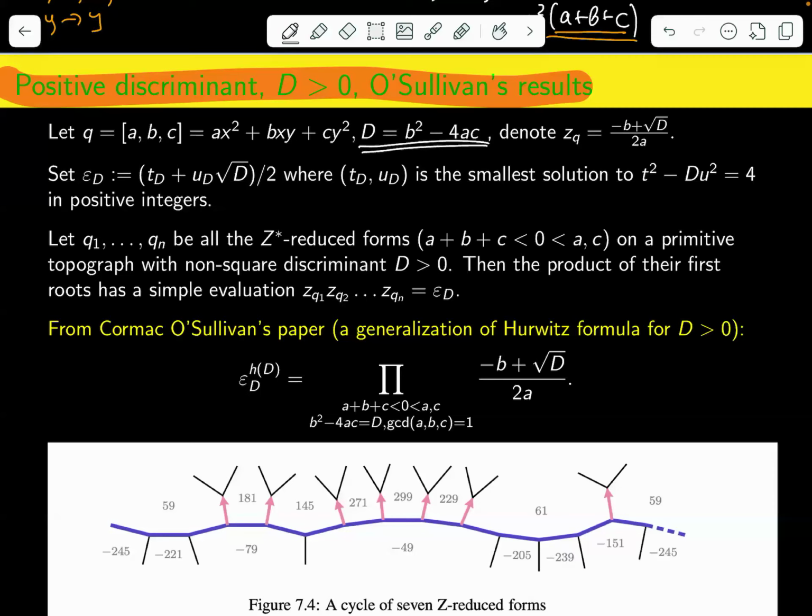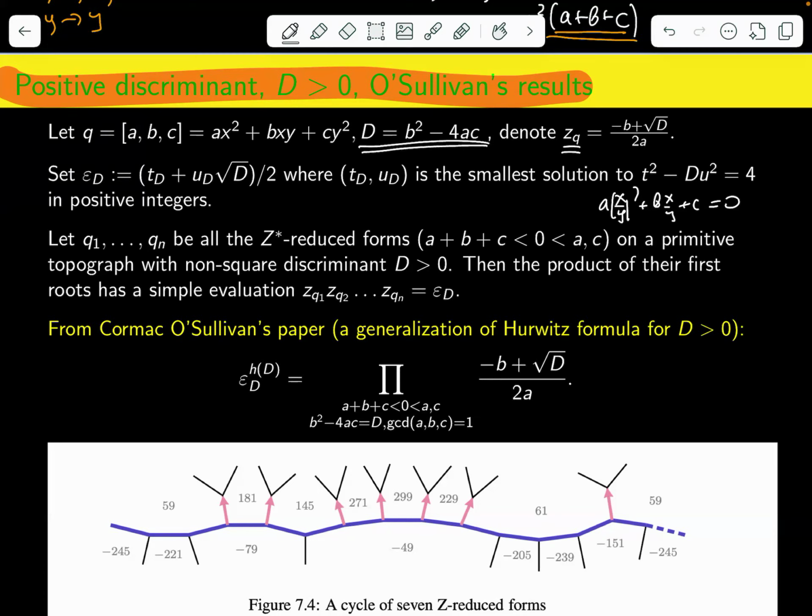Okay, when you have a quadratic form, it's natural to consider the quadratic equation, right? You just write ax² plus bxy plus cy² equals 0. It has two roots. If D is negative, then the two roots are complex conjugate numbers, and it's very helpful to consider them. And if D is positive, well, still you can consider the roots. The roots are real numbers, denoted by z_Q.